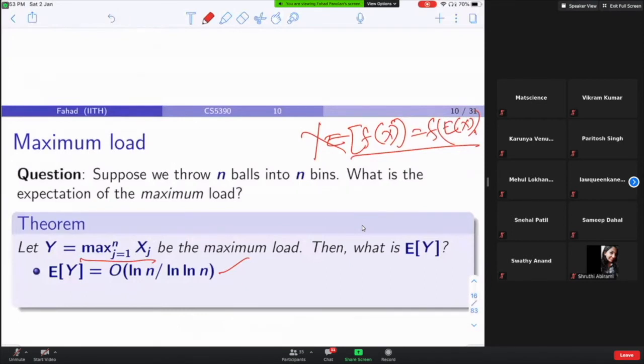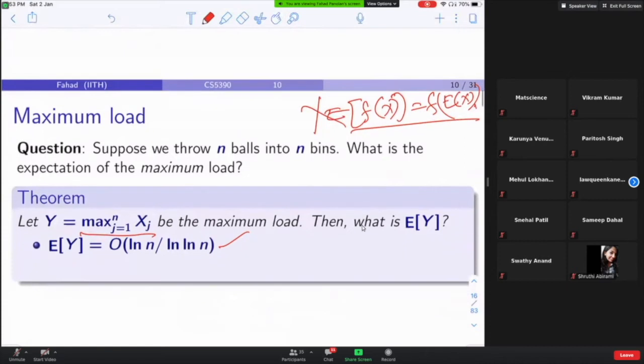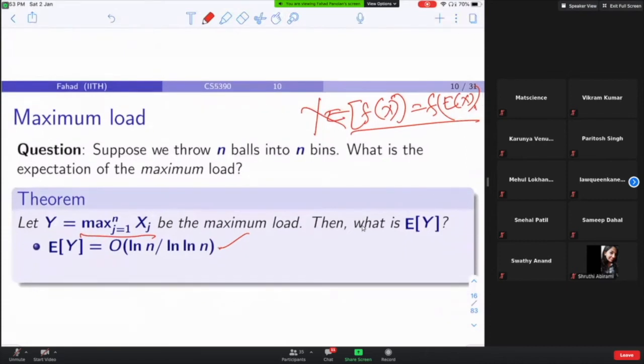Okay. So what we will see here is this we can prove: in expectation, the maximum load can be upper bounded by some constant times log n divided by log log n. Natural logarithm. Okay. And how do we prove that?